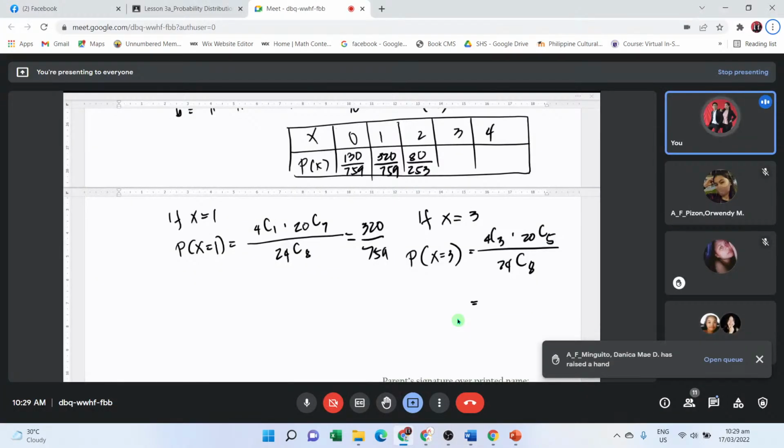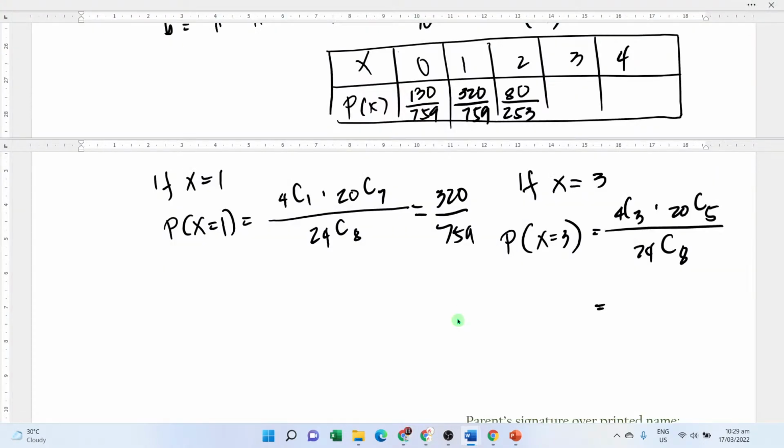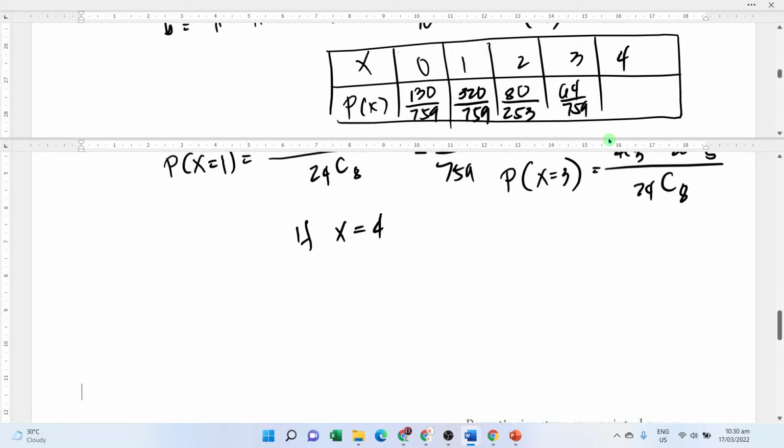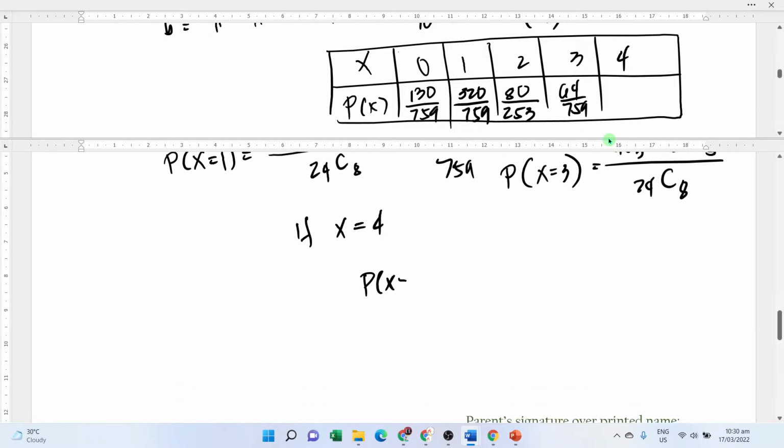Yes. Who's that? Mingito, what is your answer? 64 over 759. Okay? If x is equal to 4, what would be our formula or equation? P of x equals 4 would be 4 combination 4 times 20 combination 4, over 24 combination 8 in the denominator. Your answer, please?